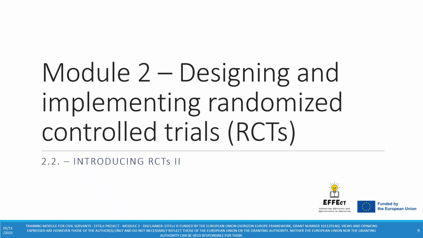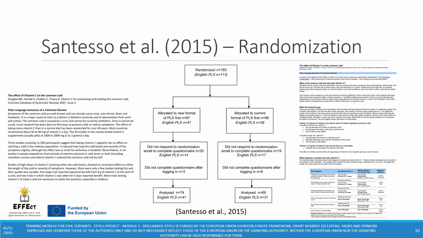Dear participants, welcome to submodule 2.2, in which we'll continue to introduce the concept of RCTs by having a more detailed look at the experimental strategy used by Santesso and colleagues. The 193 participants participating in the study conducted by Santesso and colleagues have been randomly allocated to two groups. While the first group was exposed to the old format of the plain language summary, the PLS format, which is the format on the left, the second group was exposed to the new format, which is the format developed by the researchers, presented in the study, and depicted on the right.